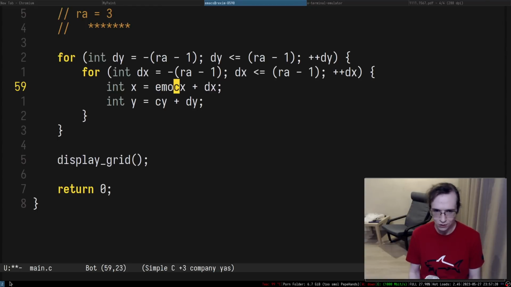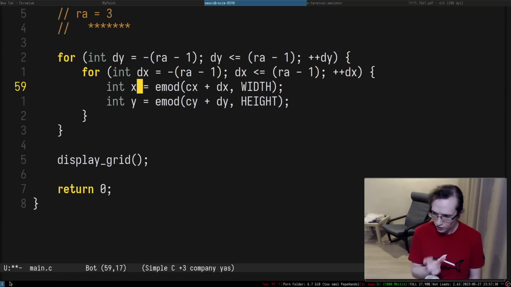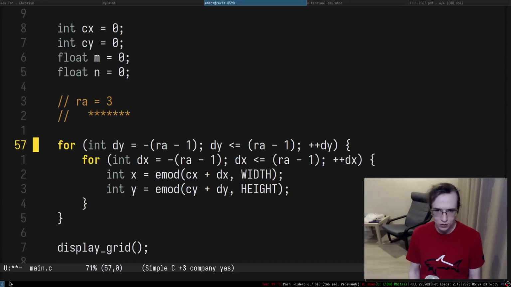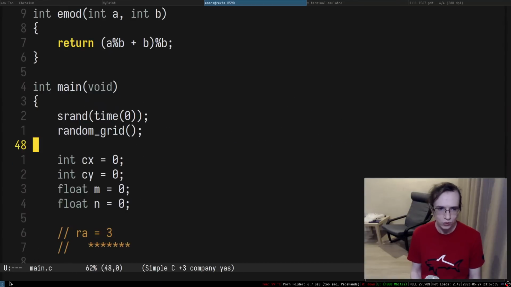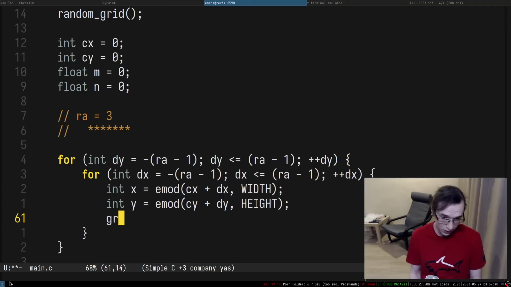So we have something like this, and then you can say emod width and emod height. And there we go. You can be 100% sure that x and y are going to be within the boundaries of the grid. Right. So it's going to be within the boundaries of the grid. And then you can just basically do the following stuff.